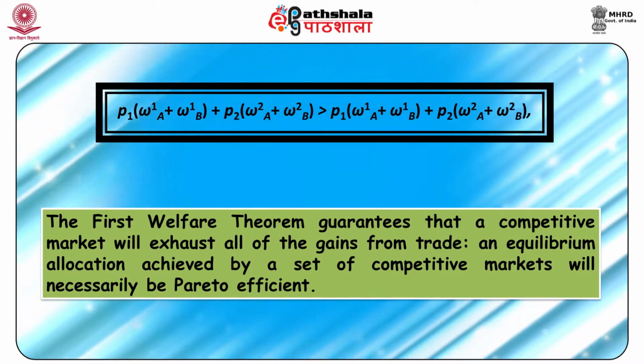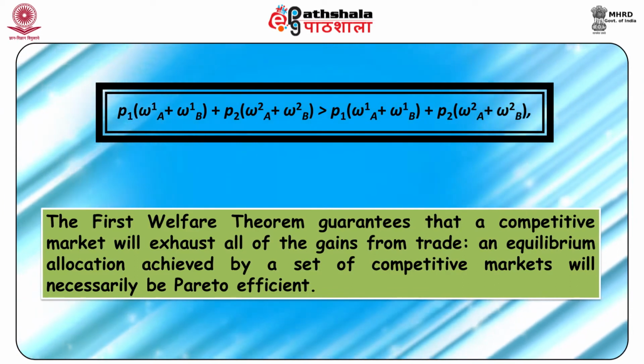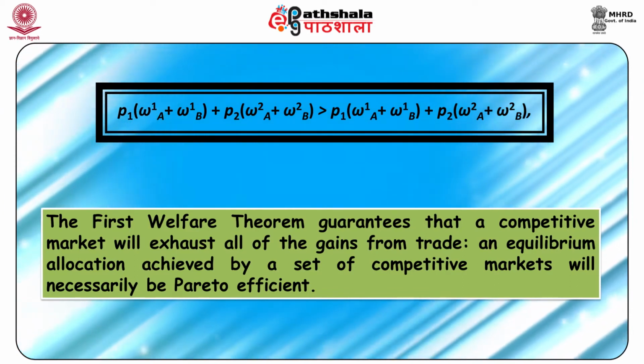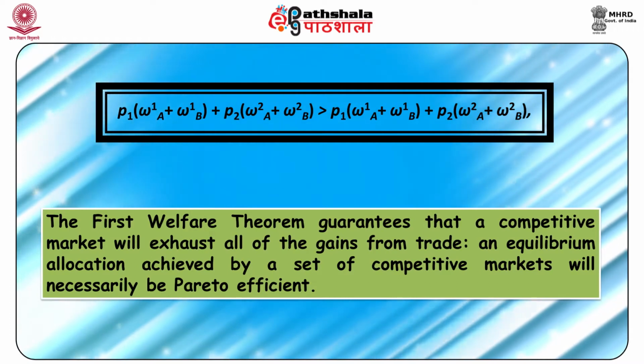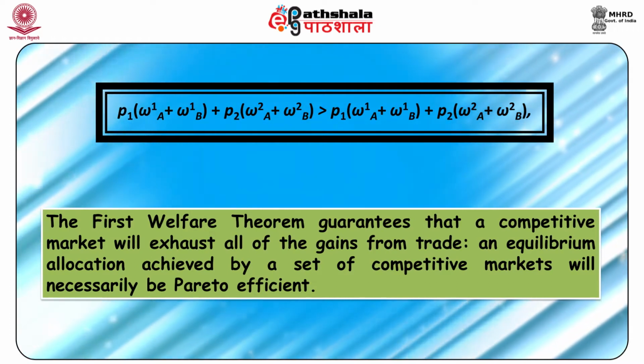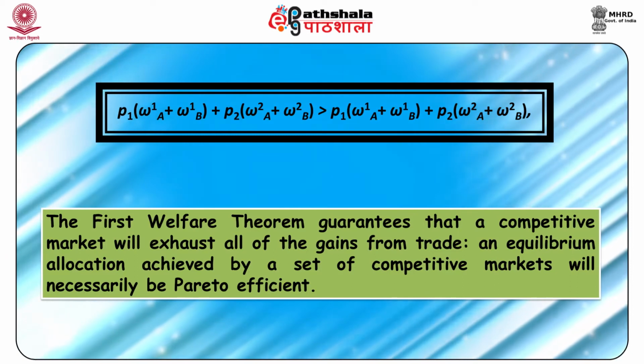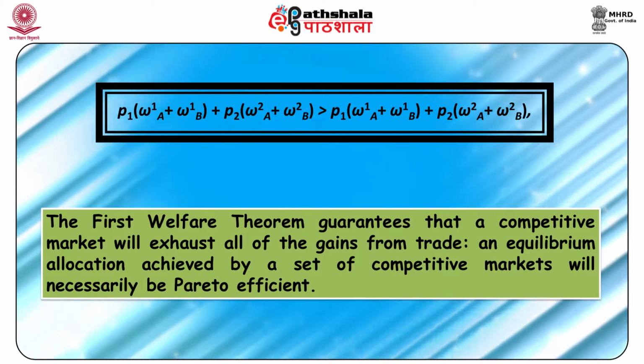The first welfare theorem guarantees that a competitive market will exhaust all of the gains from trade. An equilibrium allocation achieved by a set of competitive markets will necessarily be Pareto efficient.